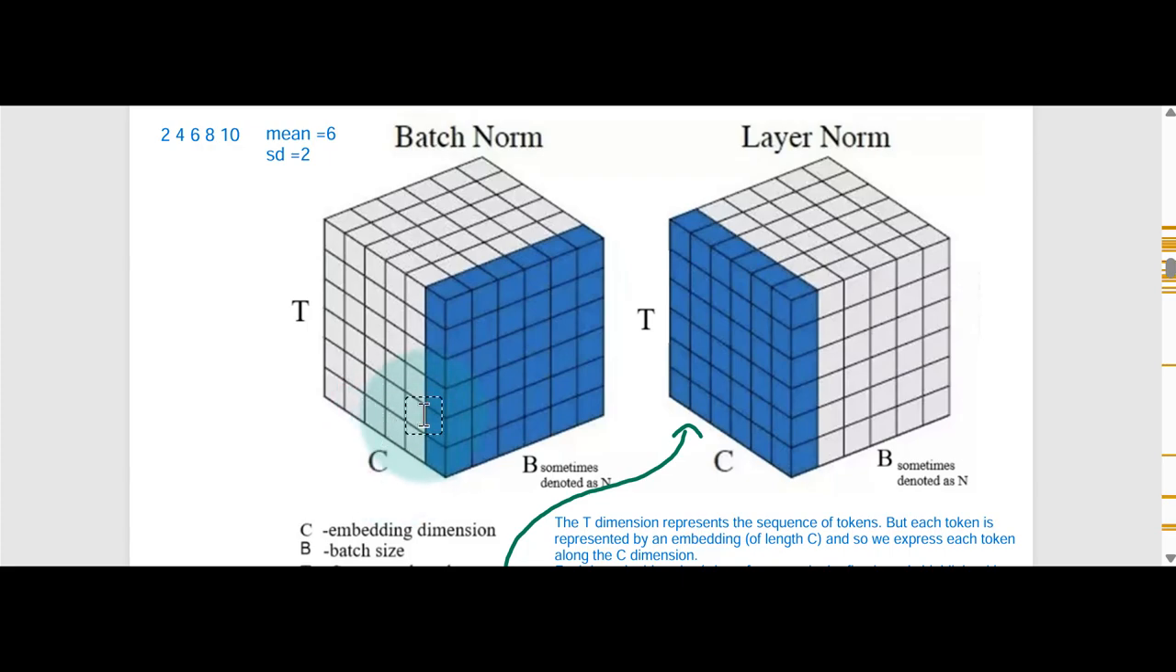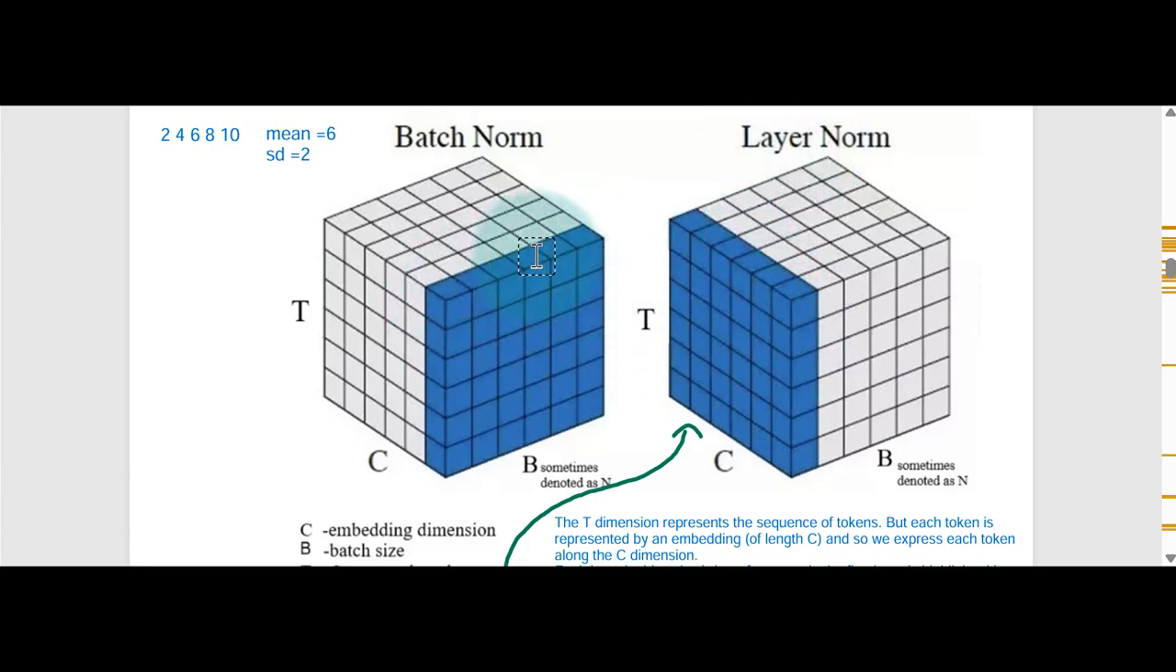So when you calculate the batch, when you do the batch norm, you're doing it for this layer, then the next layer, then the next layer, and so on. And that is batch norm. And if you're doing layer norm, then it's this way.